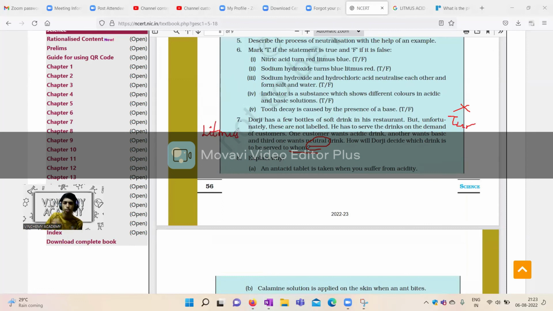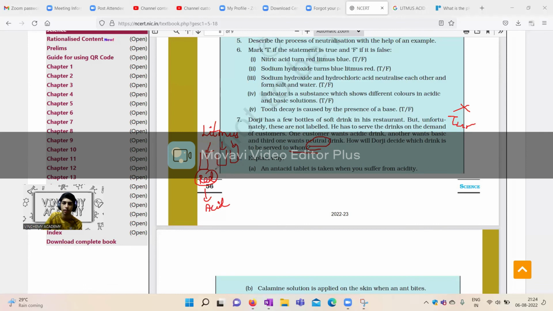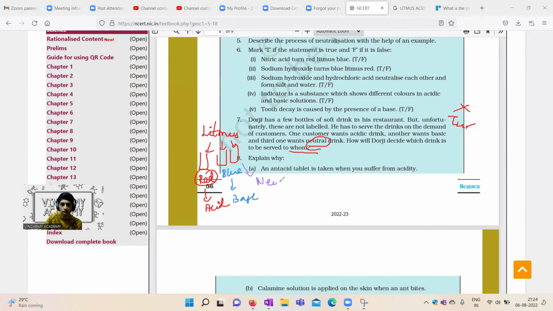So just put litmus into the three solutions. I have three things, and I'm putting litmus into all three. In one of the solutions, the litmus turns red, and such a solution is acidic. In another solution it will turn blue, and that is a base. In one solution it shows no change in color, it remains purple, and that is neutral. So that's how you identify.